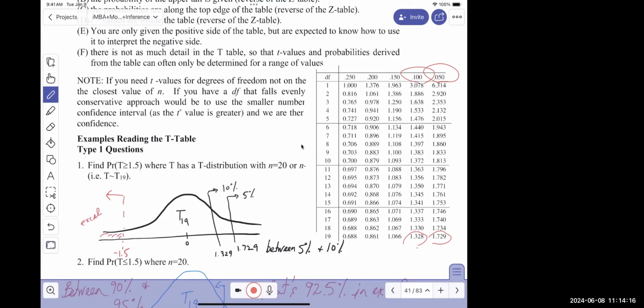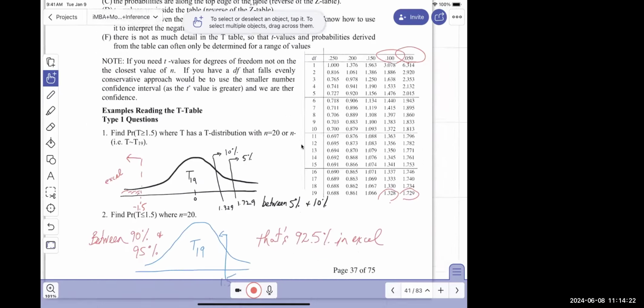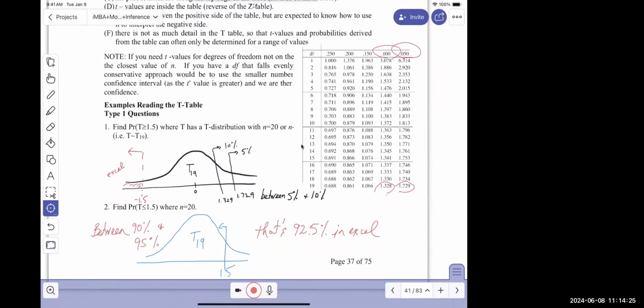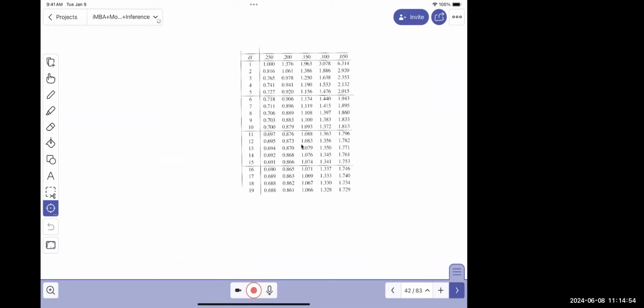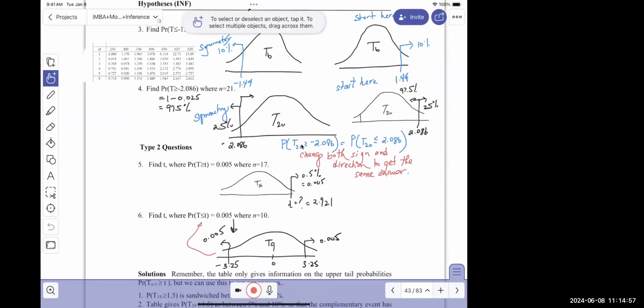All right. Is that okay? So that's how you use the table. Notice if I go left of 1.5, the answer is going to be the complement. So not between 5 and 10, but between 90 and 95 if you're going to go this way. So in this case, that would be the right answer, 90 to 95. And I did a bunch here.